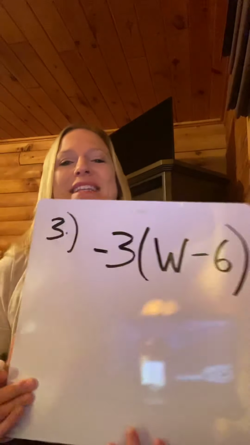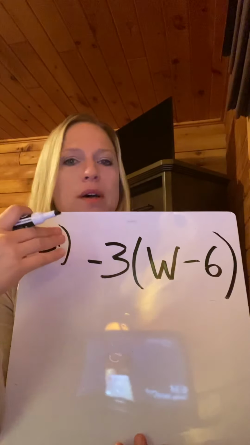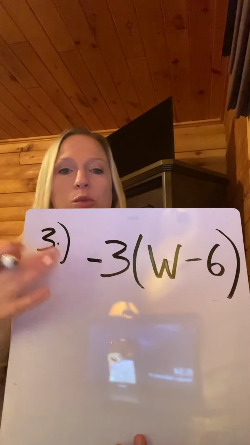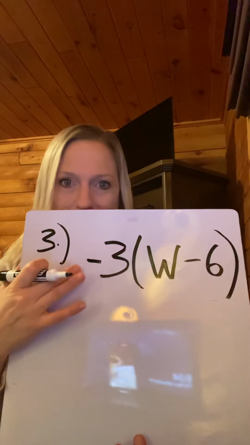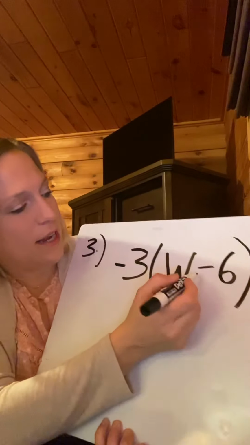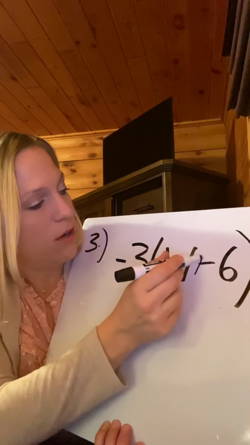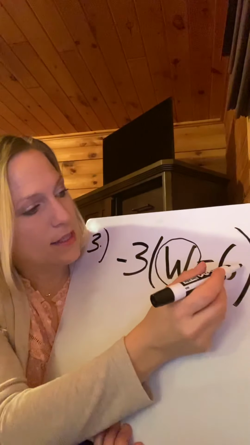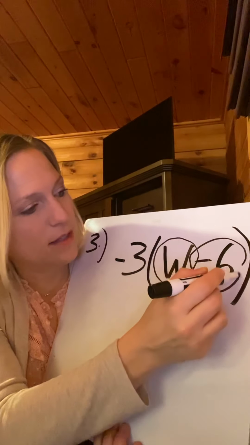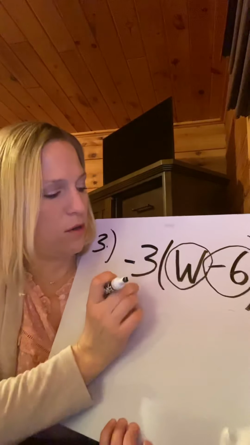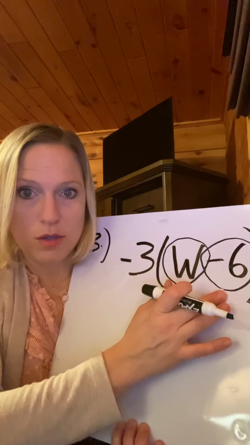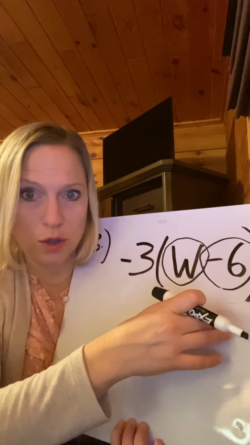All right, now this is the one you would probably be more concerned about. This is distributive property with subtraction. Again, like the first one, but there's a negative number also here. So let's look at it carefully. Inside the parentheses, you have 1W, so positive 1W, and then the second term is negative 6. Okay, so we're going to multiply negative 3 times both of these terms. So our result should have 2 terms in it.